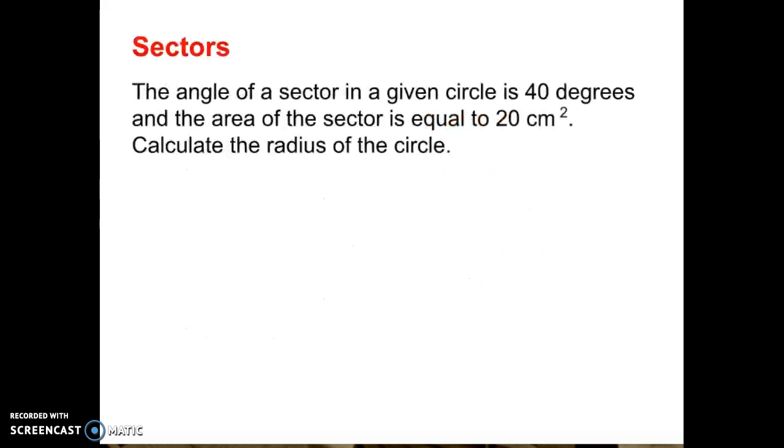Okay, this will be our last problem today. We're going to work backwards a little bit. It says the angle of a sector in a given circle is 40 degrees and the area of the sector is equal to 20 centimeters squared. Calculate the radius of the circle.